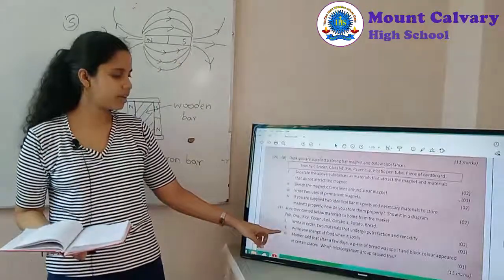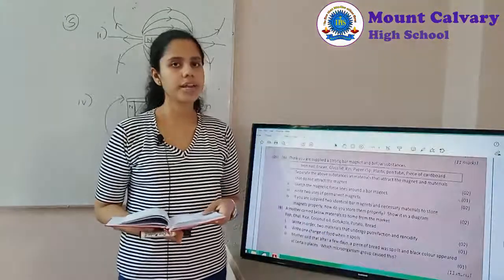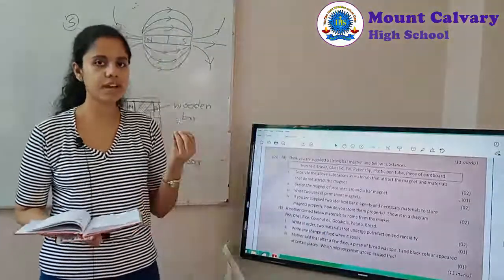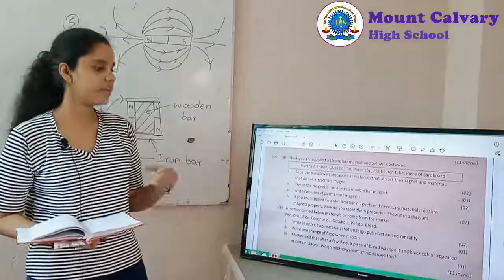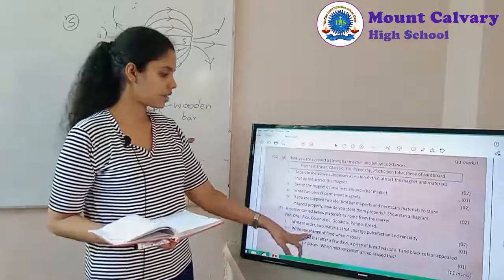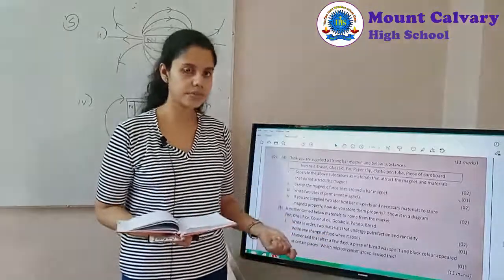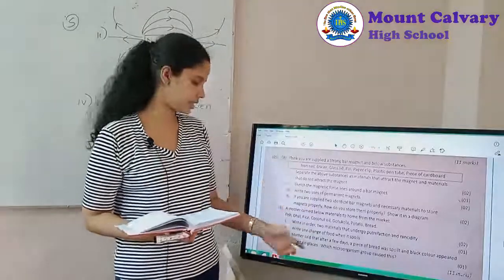Then second one, write one change of food when it spoils. Now what happens when food spoils? The color of the food will change, right? Then the odor of the food also changes. So you can write the color of the food is changed, the odor also changes, and the texture of the food also changes. You can write those things.